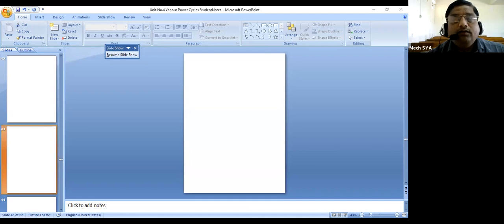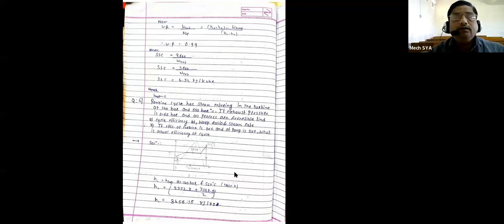But in this numerical way we are solving, the numerical is not visible. Now is it visible? Asmita?